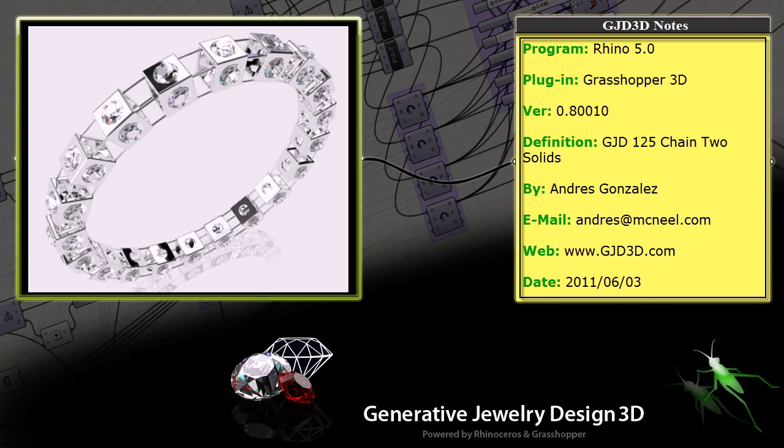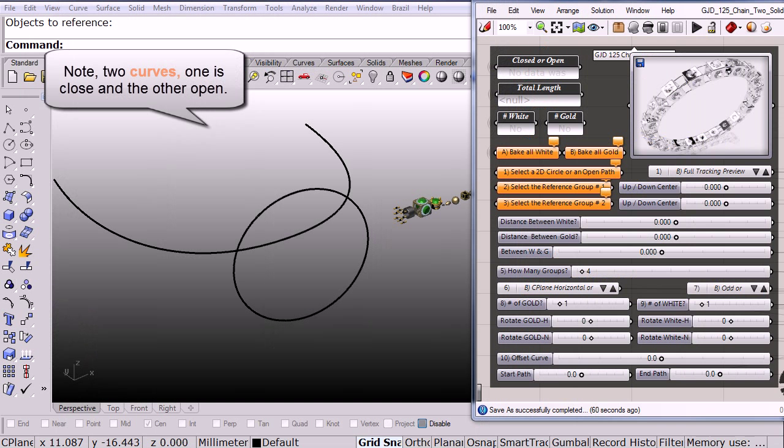Welcome to GJD. Today we're gonna see how to change two groups of items. As you can see, we have an open curve, that's one path, and then we have a circle. This is a closed path.